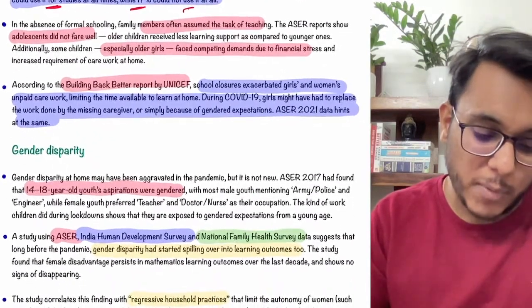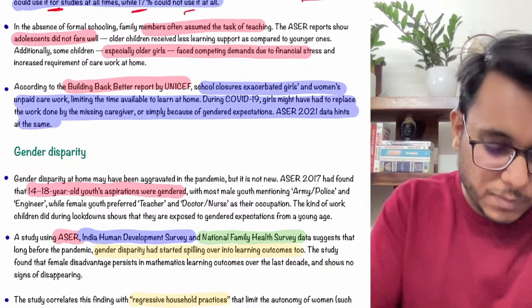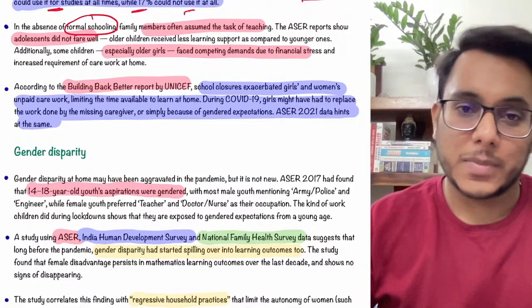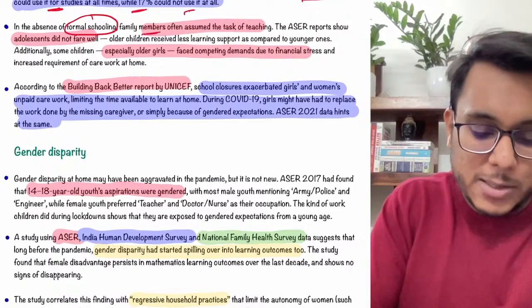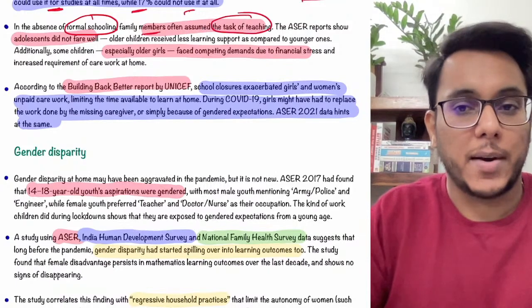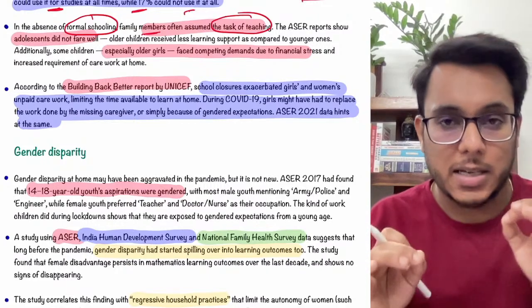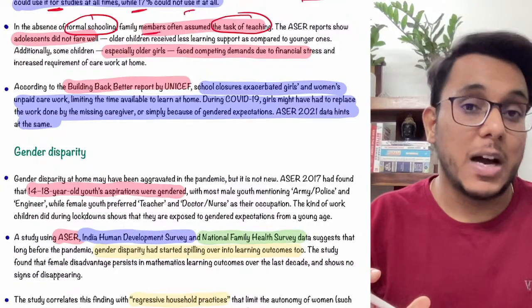After that, it has also been provided that the pandemic came, formal schooling was closed, and children were taking education at home. Now the family members assumed the task of teaching their children. You know this particular thing, that if in a household there is a girl and a boy, the first preference in terms of education will be given to the boy.